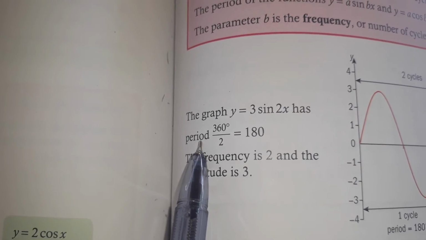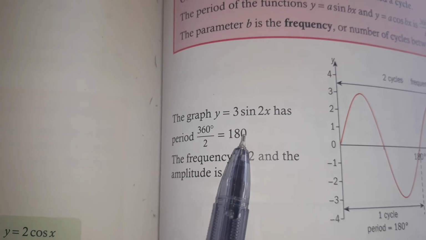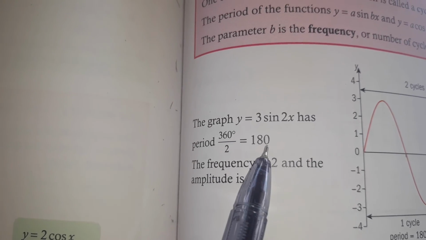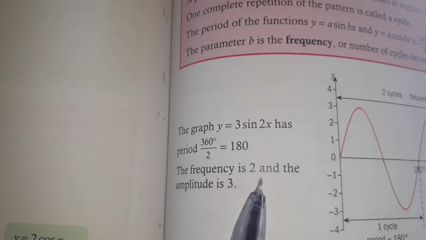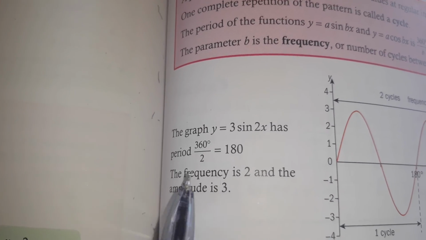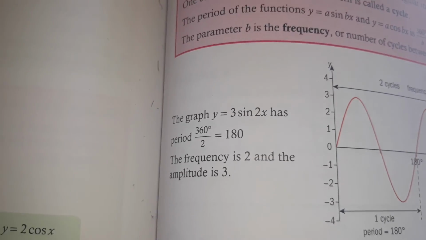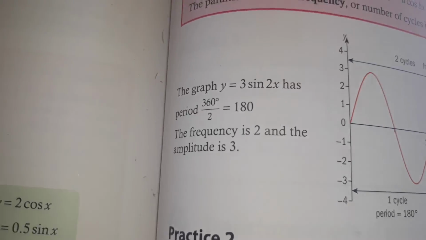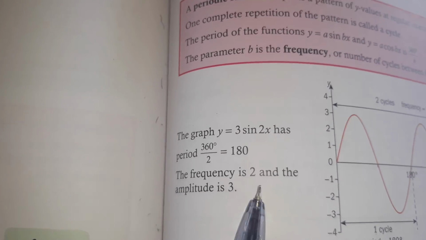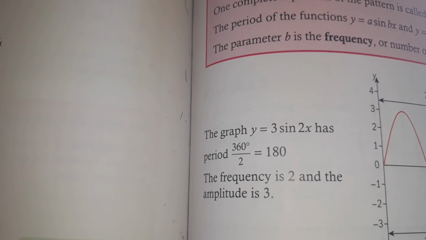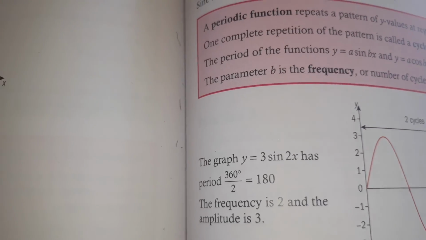And you have to find the period. Where does your first sine graph finish? You will do 360 divided by 2, and you will get 180. That means the period of the graph is 180. The first sine graph will finish at 180, then the second one will start after that. That means the frequency is two sine graphs between 0 and 360, and the amplitude is 3.